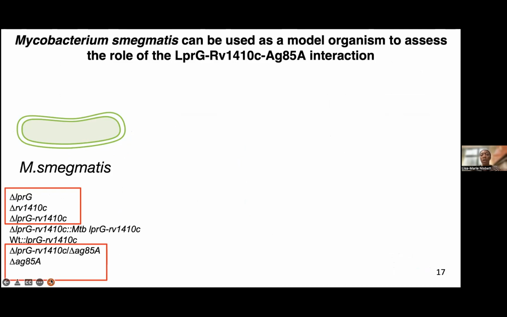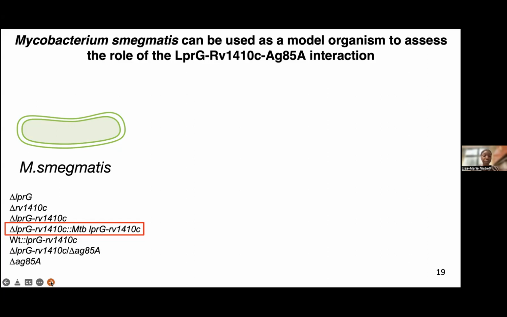So to address those two research questions, Mycobacterium smegmatis was used as a model organism, and the genes for LPRG, RV1410C, and antigen 85A were removed in various combinations. Highlighted here in red are the various mutant strains that were made. And because our lab is very much interested in understanding lipid transport in the human pathogen Mycobacterium tuberculosis, the genes for LPRG and RV1410C from MTB were added to the wild-type background to produce an overexpression strain. And the MTB genes for LPRG and RV1410C were also added to the LPRG RV1410C double knockout background to produce a complement strain.